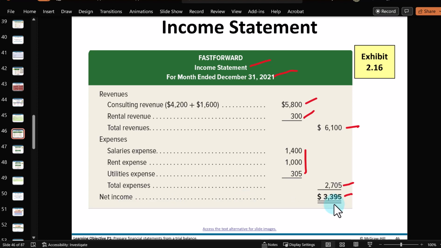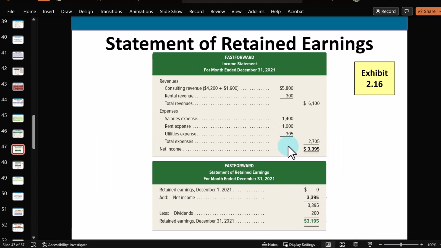And now we can plan ahead how to keep up or increase this profitability based upon increasing revenue, or maybe even keeping expenses the same, or not letting them grow as fast as our revenue. We're going to take this net income and transfer it to the statement of retained earnings.